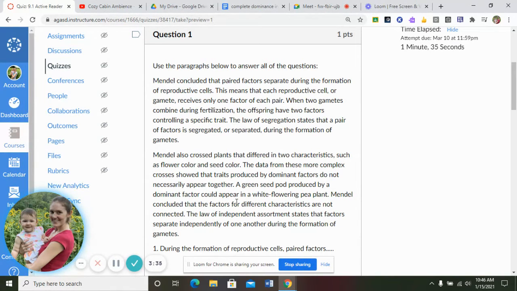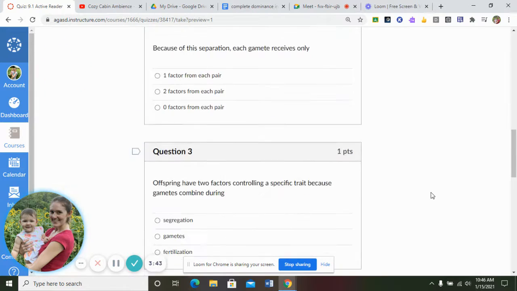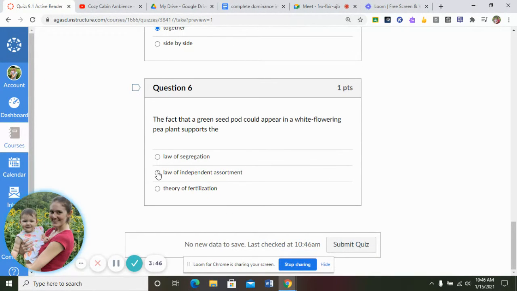A green pea pod produced by a dominant factor could appear in a white flowering pea plant. Mendel concluded that the factors for different characteristics are not connected. And that's what his law of independent assortment stated. So we're going to go with that one here. A theory of fertilization does not exist. There is no such thing.